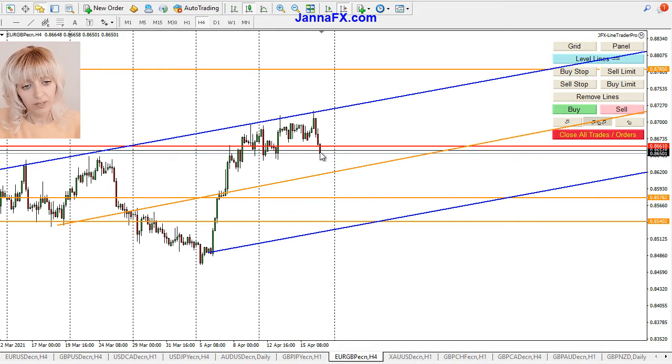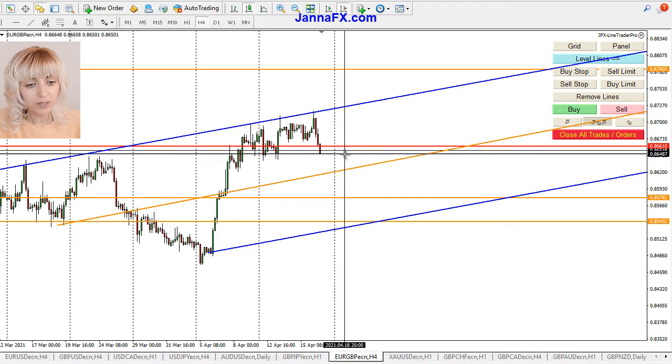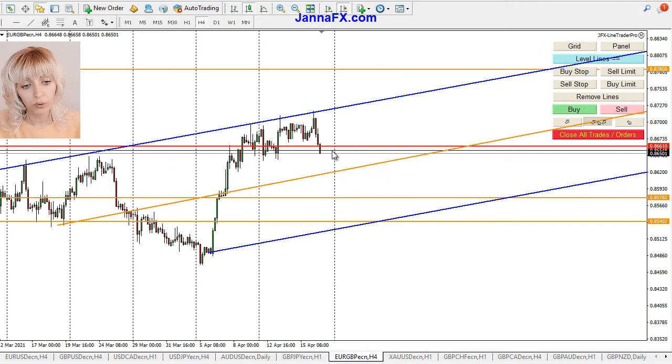But again, for this I need just a bit of consolidation in this area. If I were to place the sell order from here, you see it's very close to the next level, which could be a stopping point. That's why, for example, I wouldn't go for this trade unless it sits in this area, and then I will be looking at placing my orders.